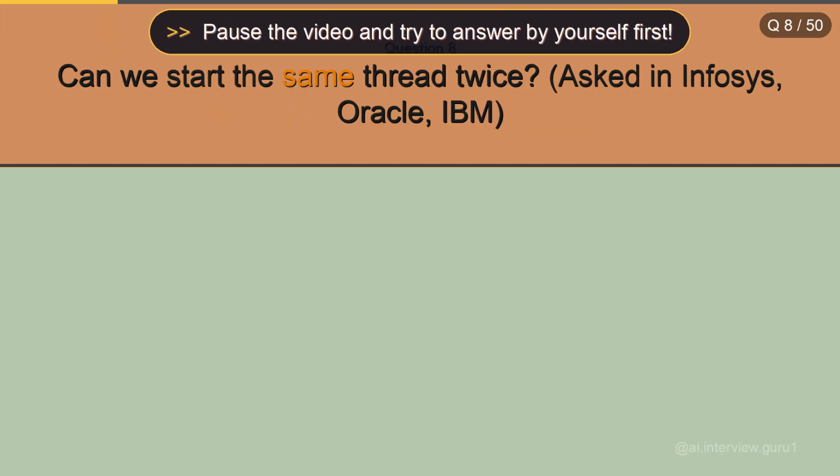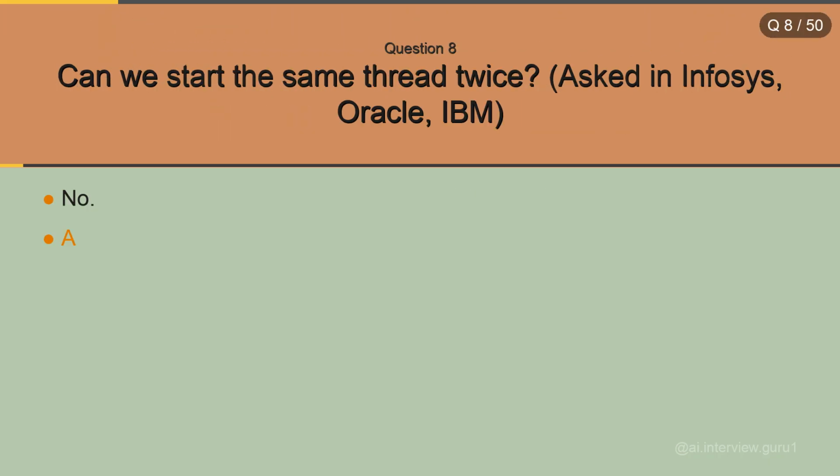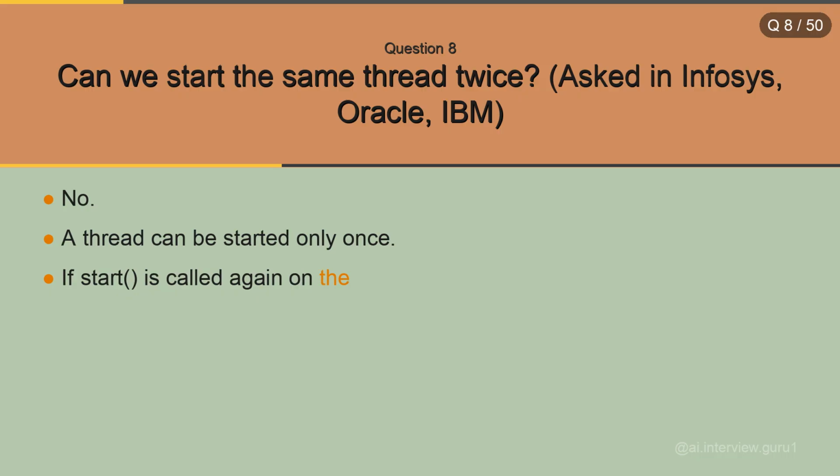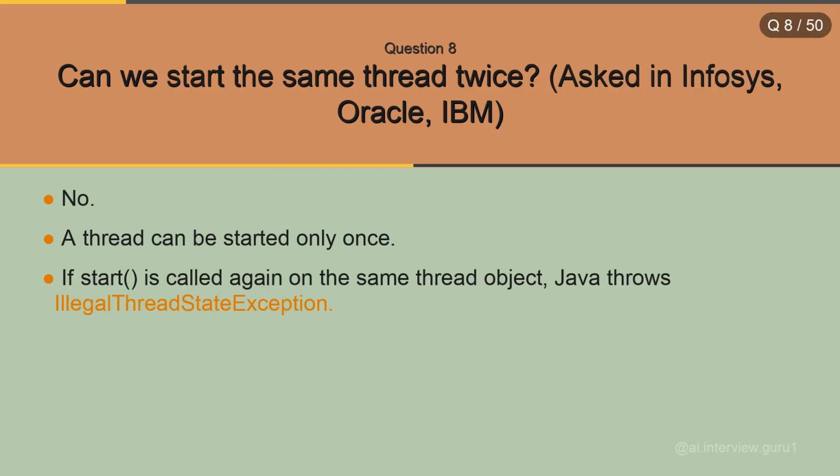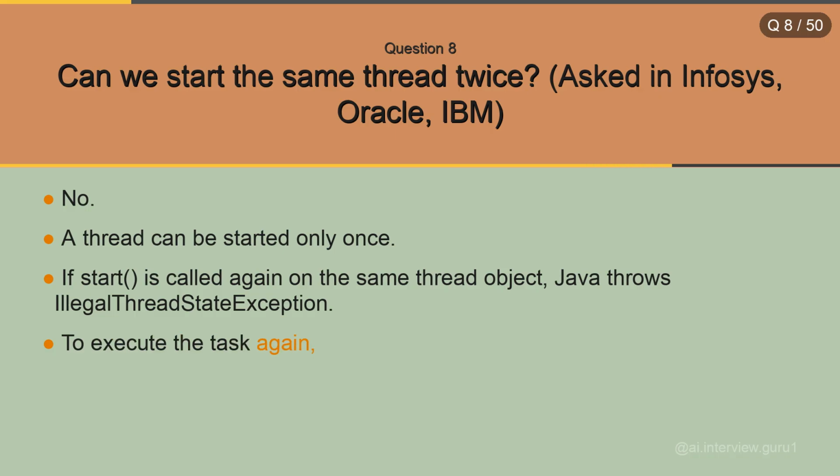Can we start the same thread twice? No, a thread can be started only once. If start is called again on the same thread object, Java throws IllegalThreadStateException. To execute the task again, create a new thread object.